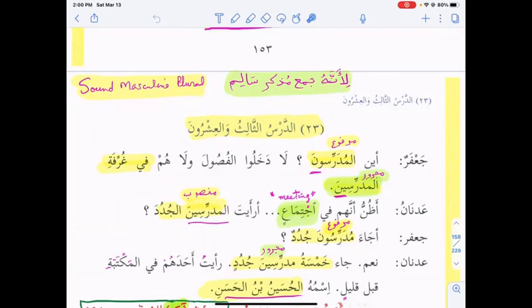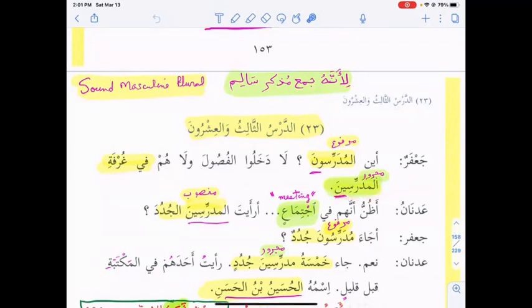La dakhalul fusla. They did not enter the classrooms. La dakhalu al-fusula. Wala hum fi ghurfati mudarrisina. See, now look at it. Mudarrisuna, mudarrisina. So this is majrur. How did I know it is majrur? Because I saw here fi ghurfati mudarrisina, in the teachers' room. Fi is a harf jar, ghurfati is an ism majrur and is a mudaf, and this is mudaf ilayhi majrur.